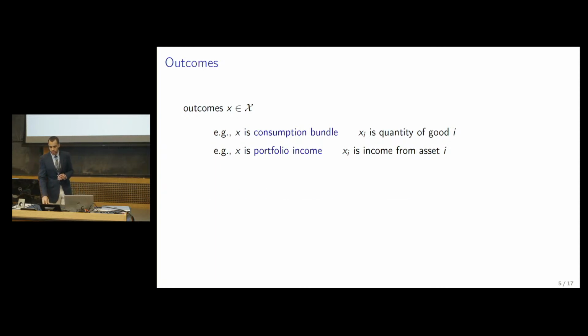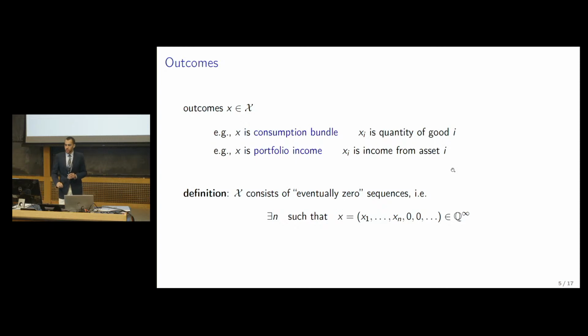To do that, I'm going to define the outcome space as consisting of eventually zero sequences. More precisely, I'm going to think about an outcome x as an infinite sequence of rational numbers, where there exists some number n, giving the dimension, such that x_1 through x_n take on arbitrary values, but x_{n+1} and onwards is equal to 0. So this vector here is effectively n-dimensional.